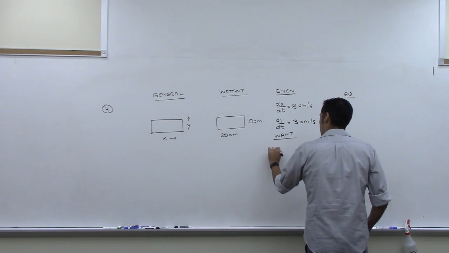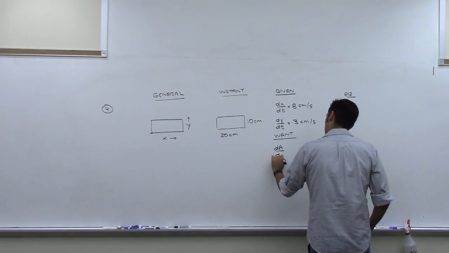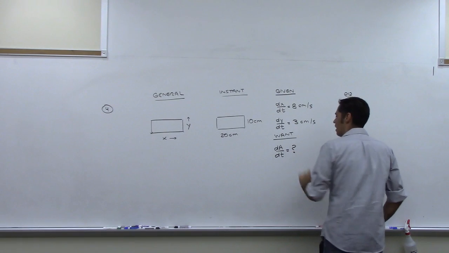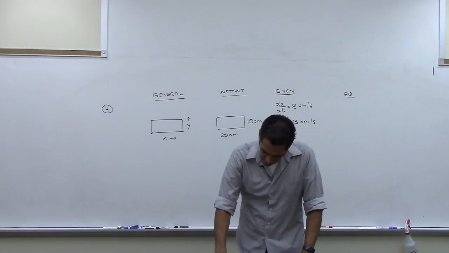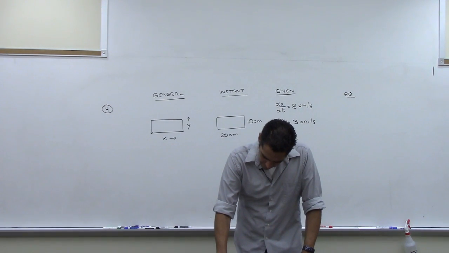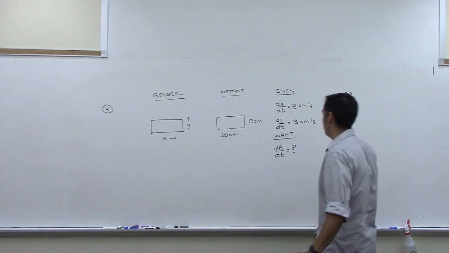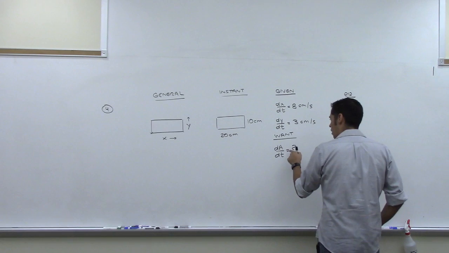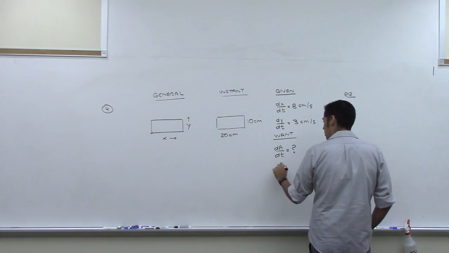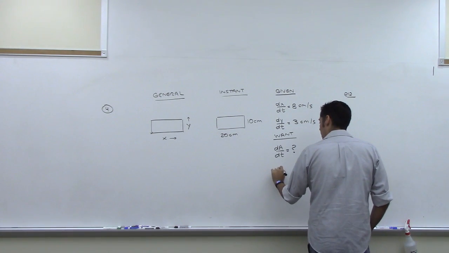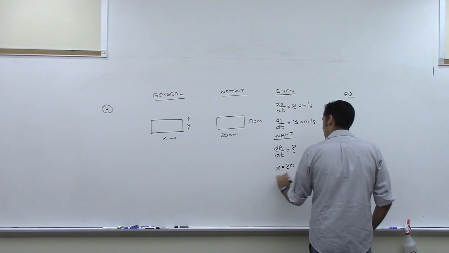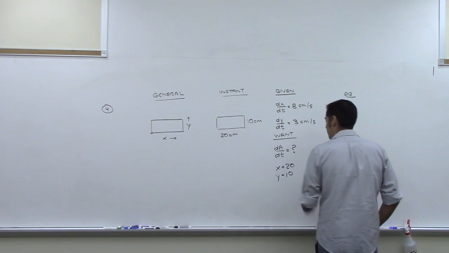What I want to know is how fast the area of the rectangle is changing. And I want to know that exactly at the moment. It says when the length is 20 and the width is 10, how fast is it growing? So I want to know how fast the area is changing with respect to time at exactly that moment when x is 20 and y is 10.